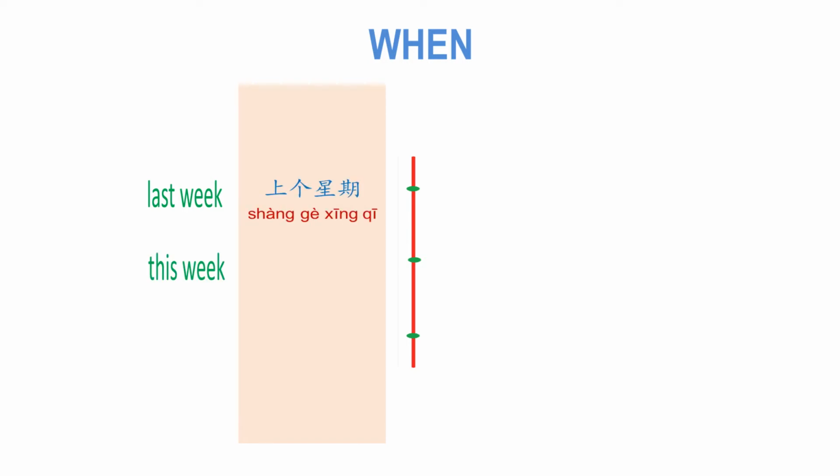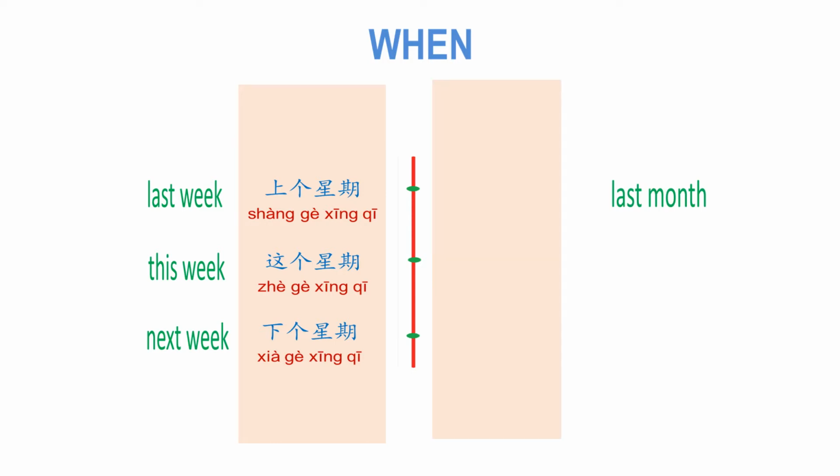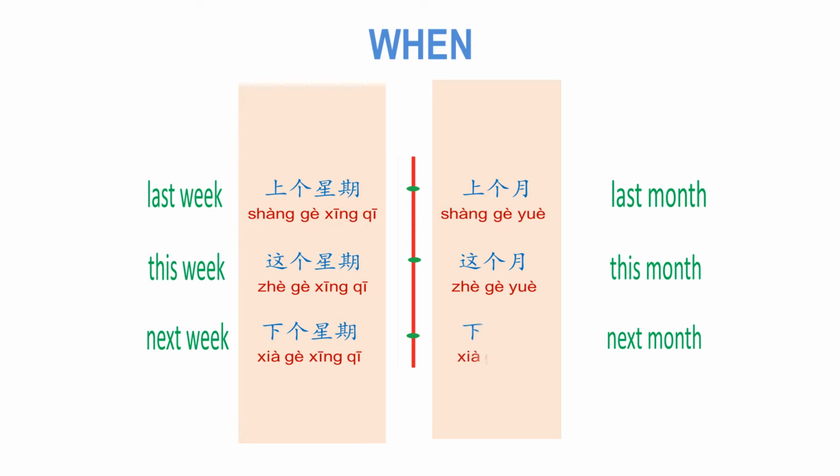In the when category, we have weeks and months. It goes up and down. Then we have last week, 上个星期. This week, 这个星期. Next week, 下个星期. In months, you have last month, 上个月. This month, 这个月. Next month, 下个月. So that's what we learned from the previous lesson.